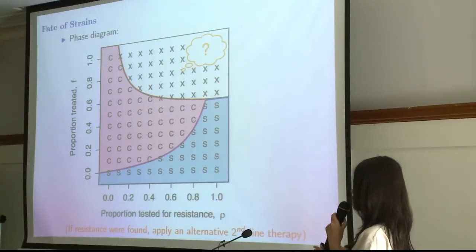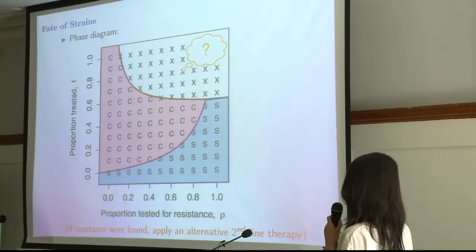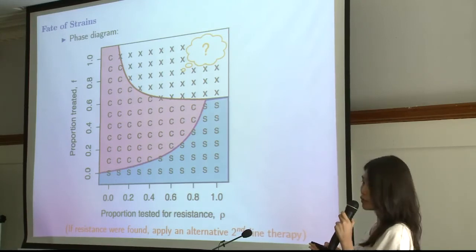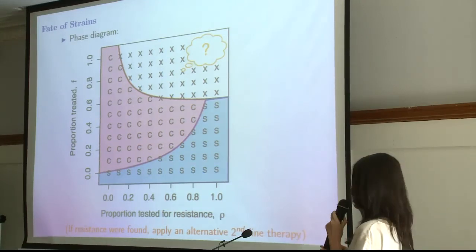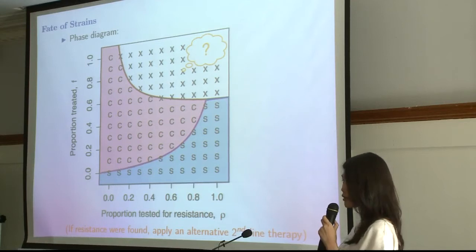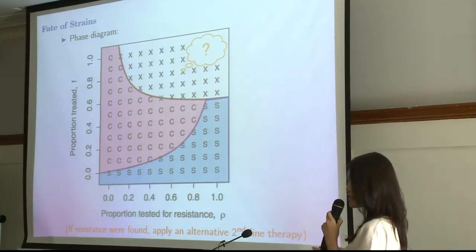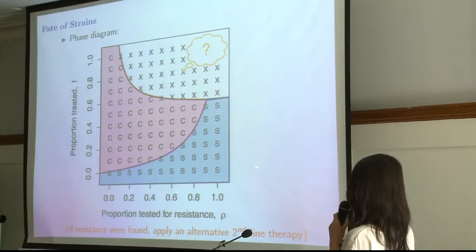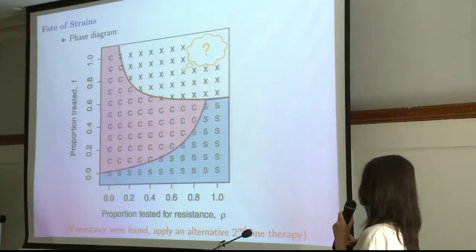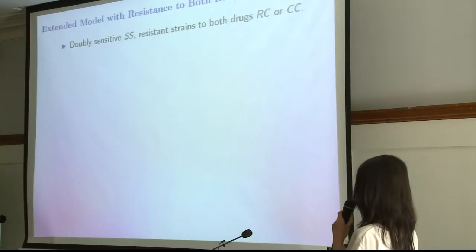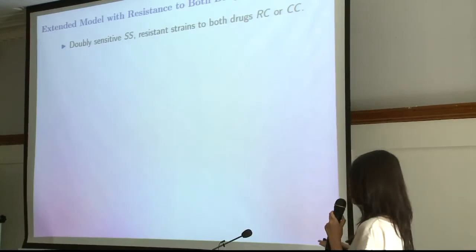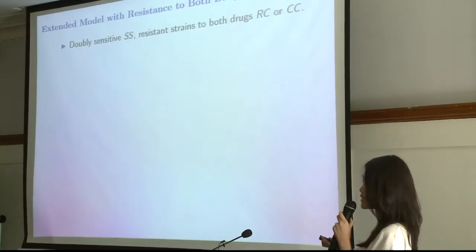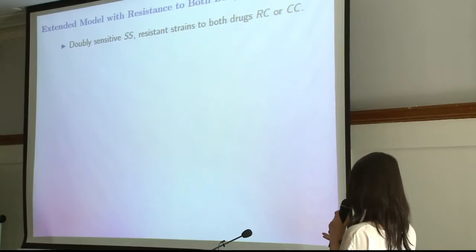However, high treatment and high testing proportions mean that the second-line therapy would be used at a high rate too. So this would challenge one of our assumptions: resistance does not evolve to this second-line drug. So to solve this problem and find out what's actually happening there at the top right corner, we have extended our model so that the evolution of drug resistance to the second-line therapy is included.